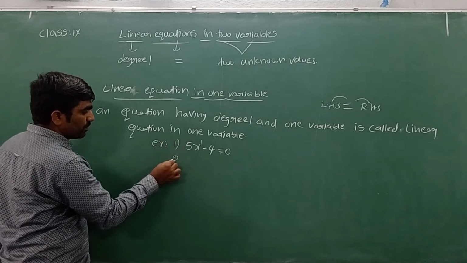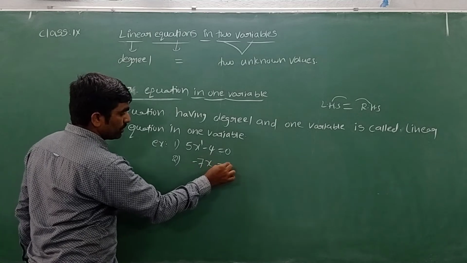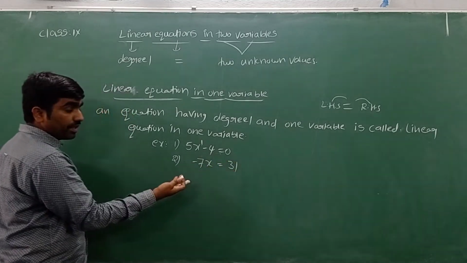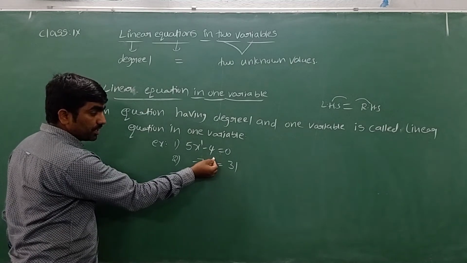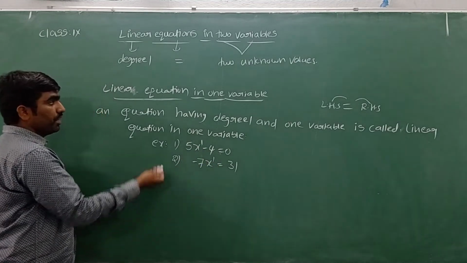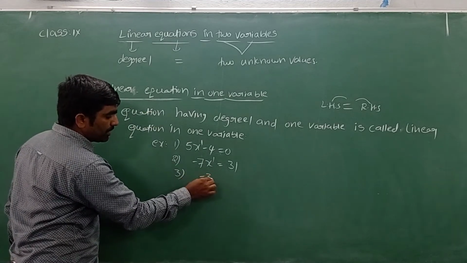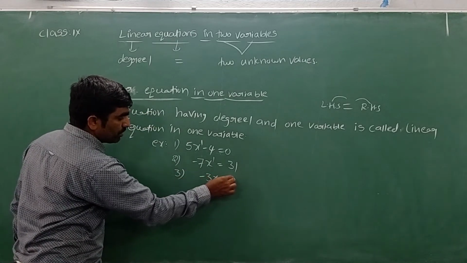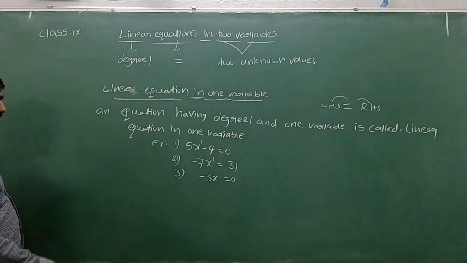Let us see one more example. Minus 7x is equal to 31. Even here I can see degree 1 with one variable. An equation with degree 1 and one variable is called a linear equation in one variable. We can see one more example. Minus 3x is equal to 0. Yes, it is called a linear equation in one variable.